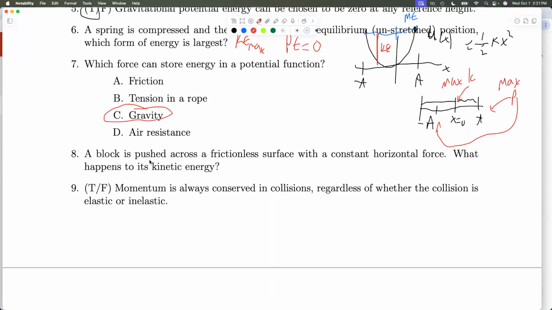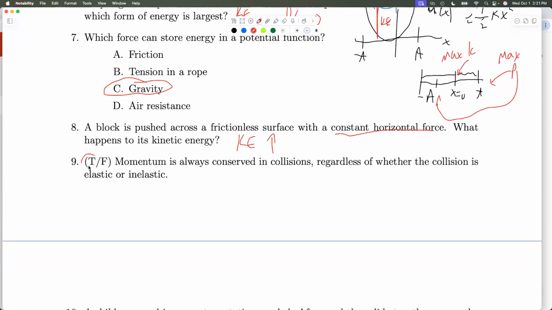So you've got a block pushing across a frictionless surface with a constant force. So see, I almost didn't read that. We've got to be careful here. So we're pushing on it. Its kinetic energy will increase, because we're pushing on it from the side. And there's no friction, there's nothing that's going to slow us down. It would increase without bound if we kept pushing on it forever.